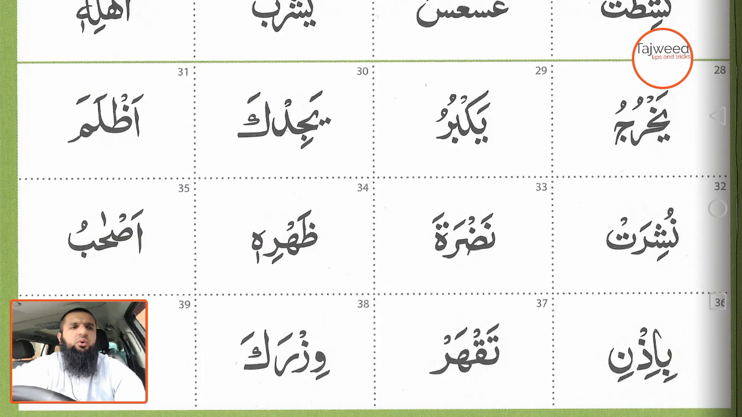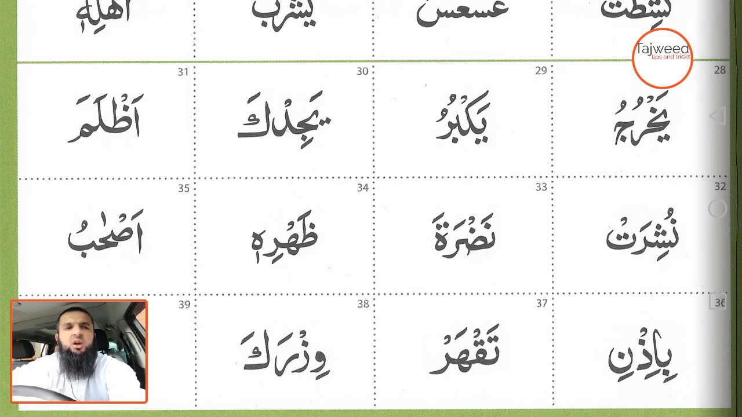Alhamdulillah, we're on to box 28 now. So there's a ya, a kha, a ra and a jim. It's a bit of a tricky one. Ya, kha, they join together. The ya joins the kha with the fatha, so you see yakhruju. Box 29. Yakburu.